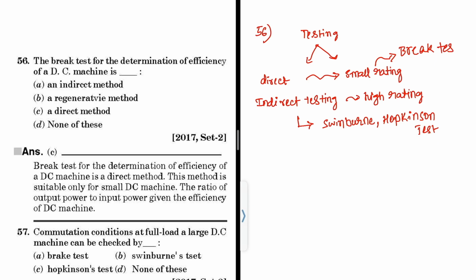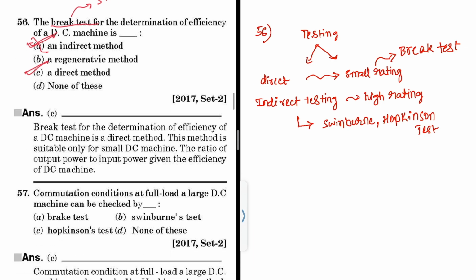So they asked about the brake test. The brake test is generally used for small rating machines. So is this an indirect test, or a direct test? Tell me. It is not an indirect test, so it is a direct test.